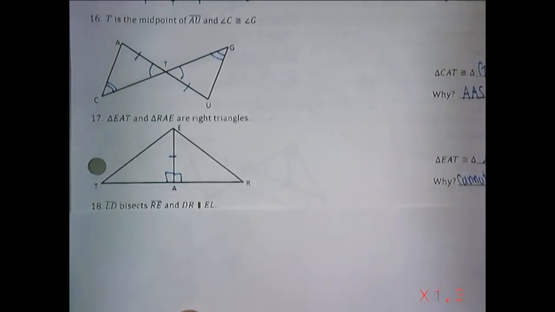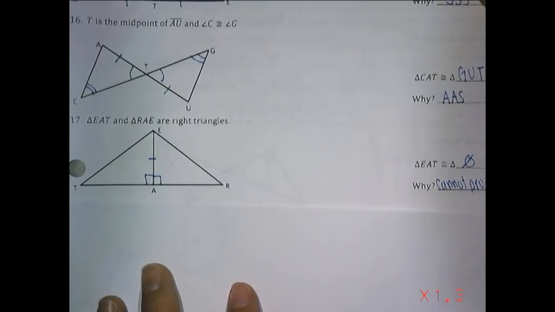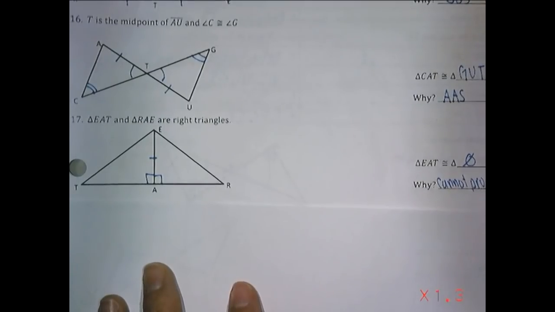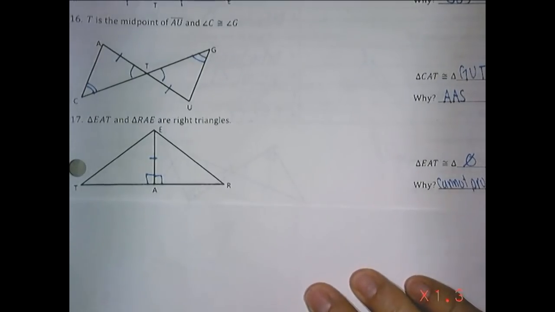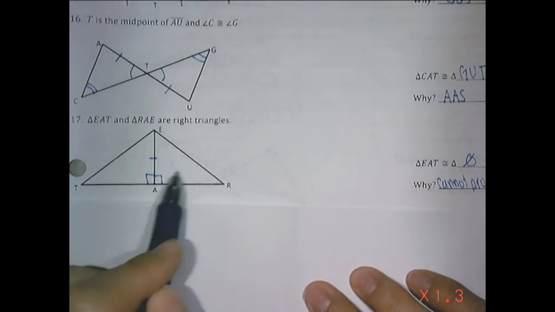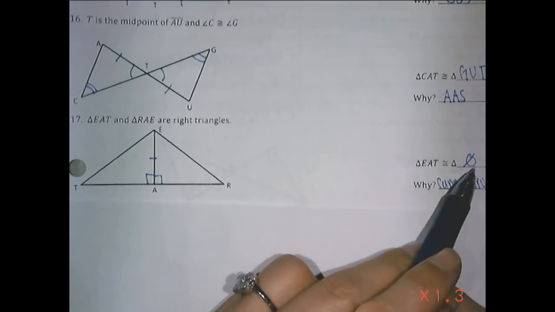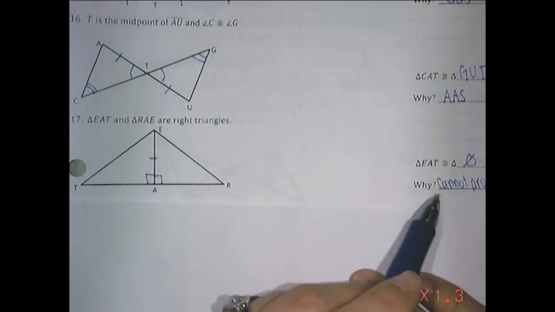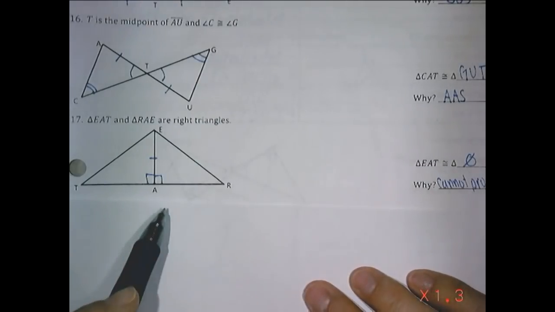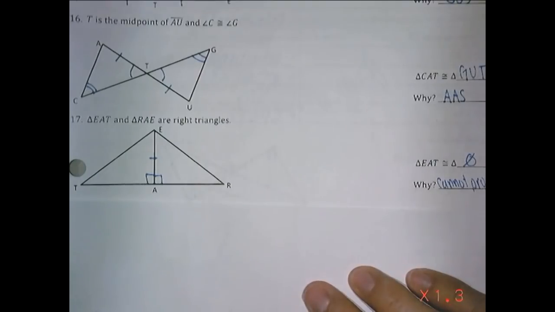Okay, and then here we have triangle EAT and triangle RAE are right triangles. Well, that's all it tells us. We know that they're right triangles and that they share those sides. But we can't prove them congruent, so EAT isn't congruent to any triangle, and you can't prove it. Hypotenuse leg wouldn't work here because you only have a leg congruent, not hypotenuse, hypotenuse.